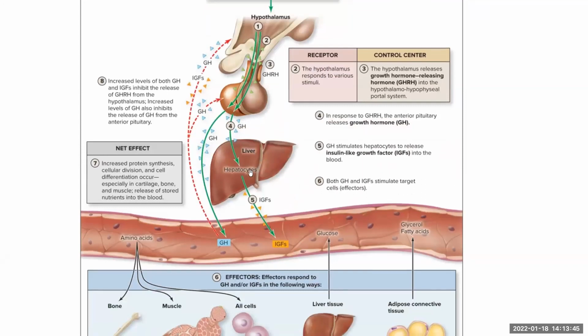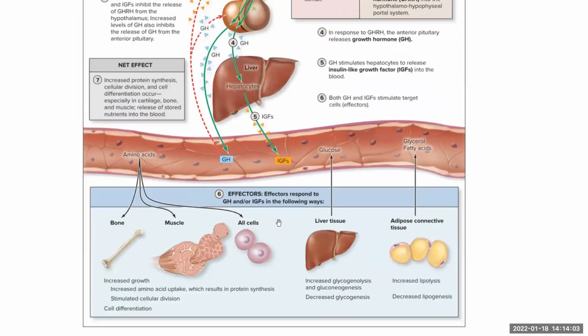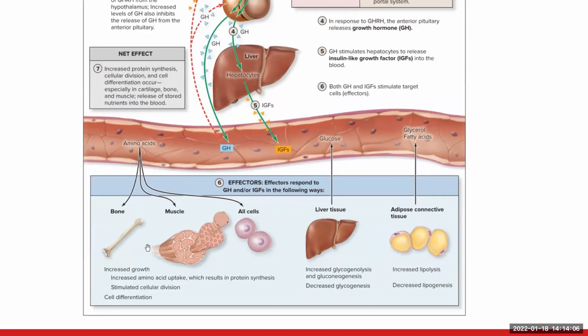It'll make its rounds over to the liver, and it'll stimulate the hepatocytes there to make insulin-like growth factors. There's insulin-like growth factors 1 and 2. And those will get dumped into the blood. Both growth hormone and IGFs will act synergistically with one another on our effector cells. And if you can see, pretty much all the cells in the body are going to be, not the effector cells, excuse me, the target cells.